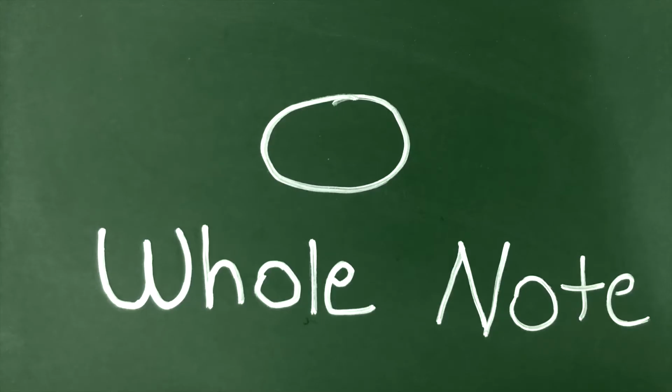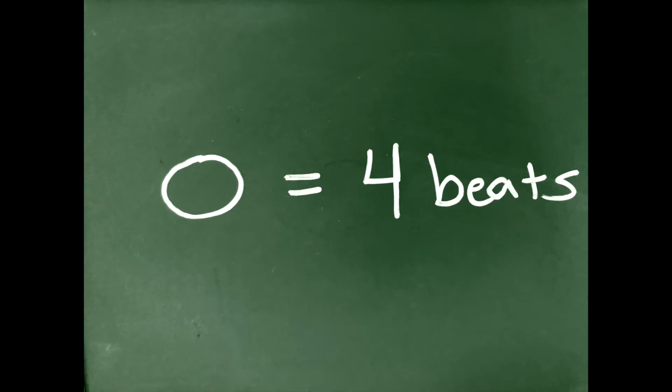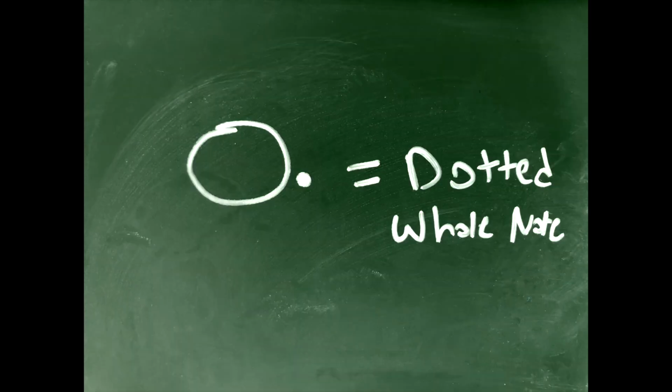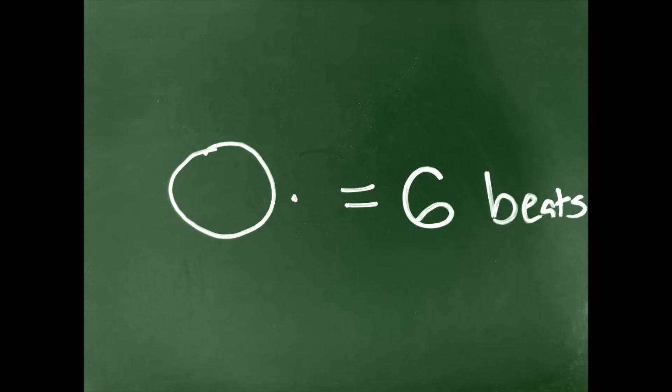Okay, let's look at one final example by using a whole note. A whole note, as we know, or at least we should know, is 4 beats. If we change the whole note to a dotted whole note, then we would go from 4 beats to 6 beats. Pretty easy, right? And that is pretty much the gist of a dotted rhythm.